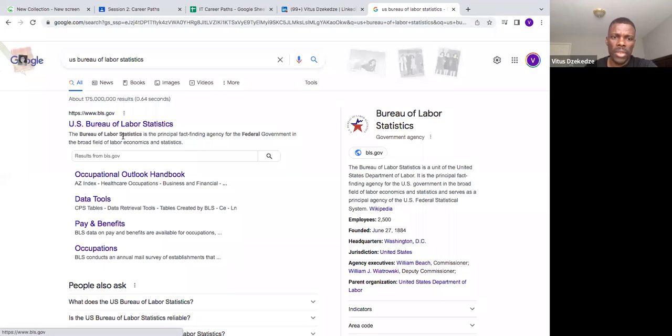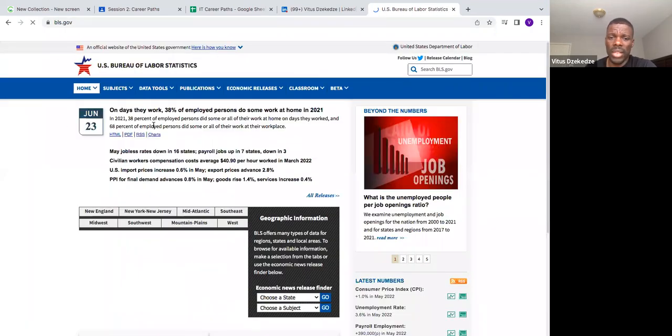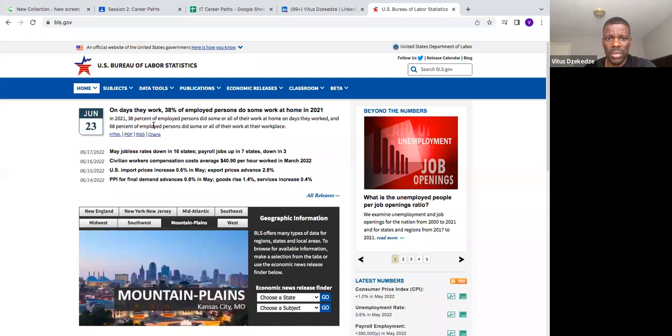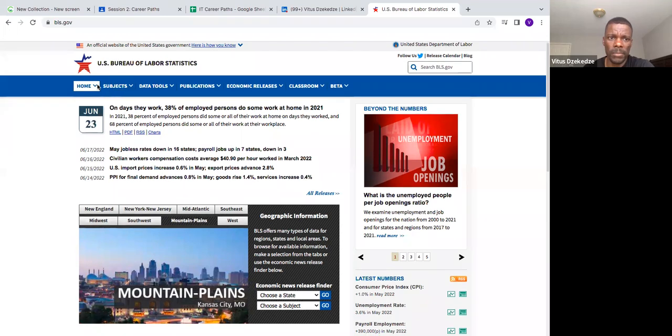Okay. So again, about the US Bureau of Labor Statistics, here's a synopsis. The Bureau of Labor Statistics is a principal fact-finding agency for the federal government in the broad field of labor, economics, and statistics. So that tells you that these are real numbers, okay? This is not something that anybody would come and tell you, hey, I think, I thought, and so on and so forth. So let's go in.